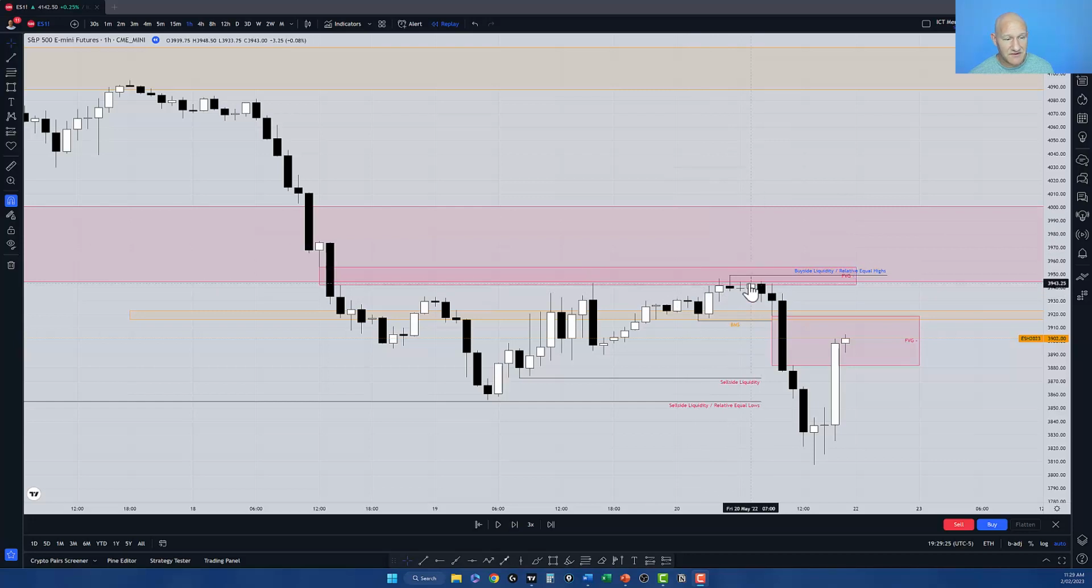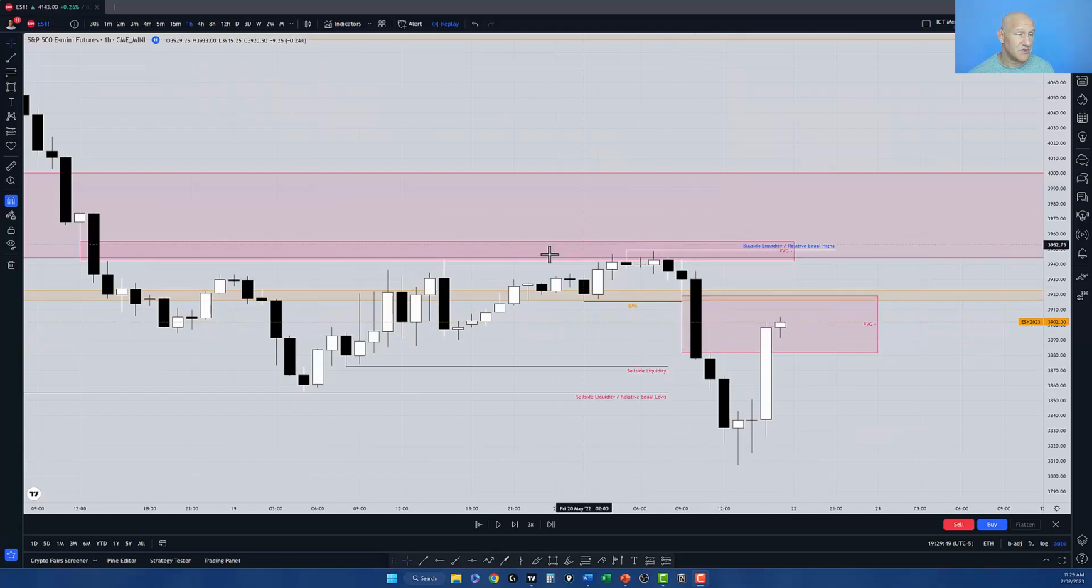And in the process of that, you can see we've created these relative equal highs, this buy side liquidity just here. And as we came into the opening part of the session, so the equity open, you can see that this move here has broken market structure. So this was a key swing low that ICT was looking at and talking about during the video. And so this was the trigger that he was looking for to get into the market.